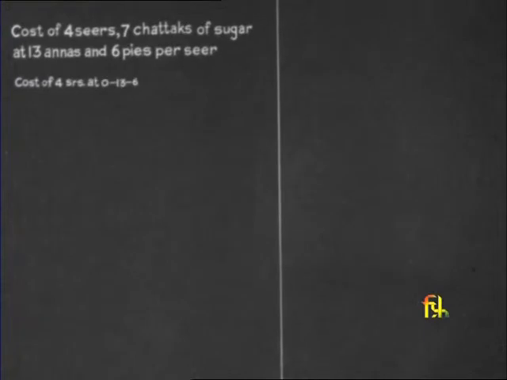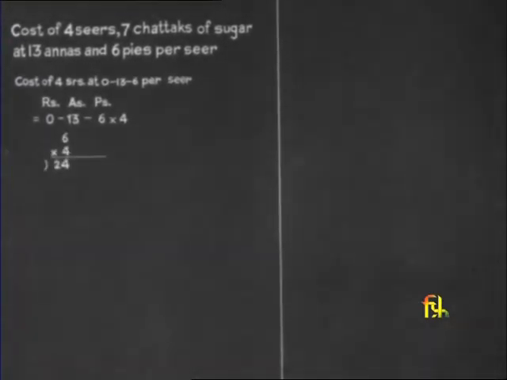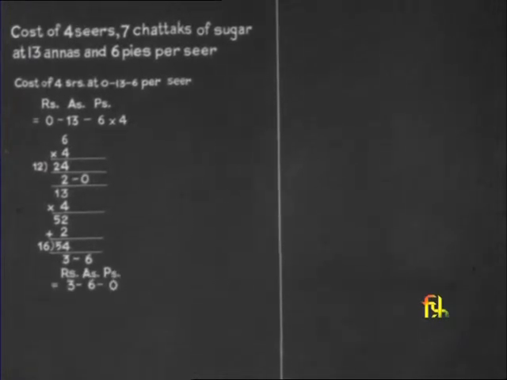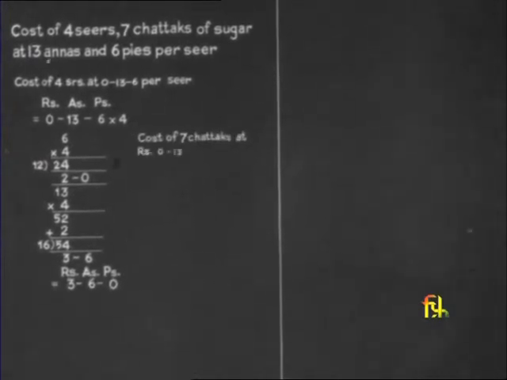Cost of 4 seers at 13 annas, 6 pies per seer. 13 annas, 6 pies into 4. 6 into 4 is 24. Divide by 12, 2. That's 2 annas. Now 13 into 4 gives us 52 plus 2, 54. Now divide by 16. 54 divided by 16 gives us 3 and 6. 3 rupees, 6 annas.